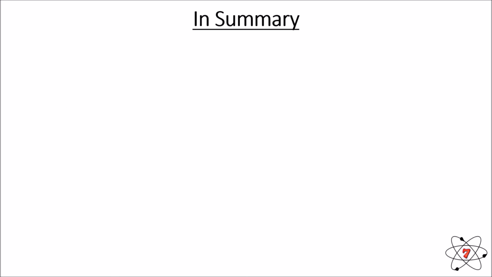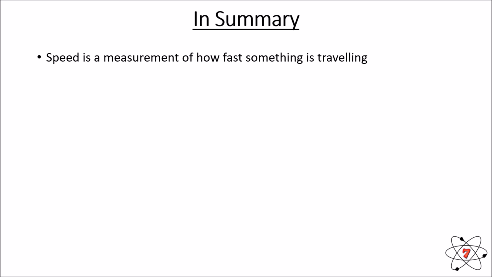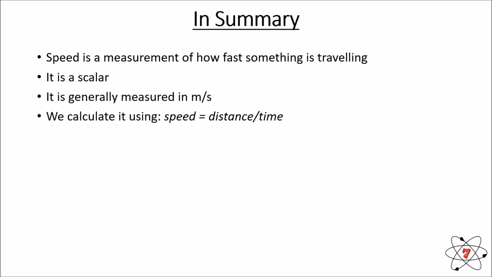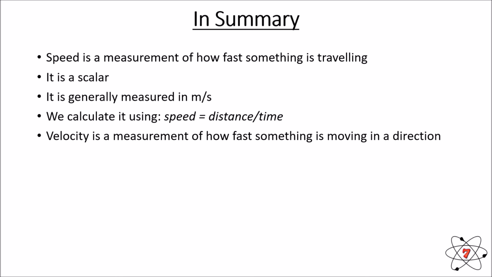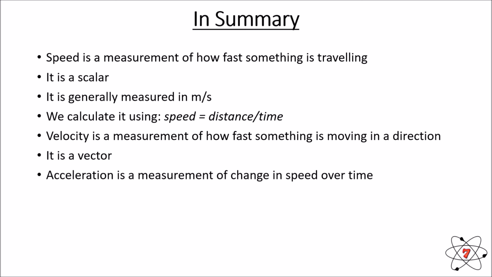So, in summary, speed is a measurement of how fast something is travelling. It is a scalar value, and it's generally measured in meters per second. And we calculate speed using distance divided by time. Remember, when we say scalar, we mean it just has a magnitude. Velocity is a measurement of how fast something is travelling in a specific direction. That means it's a vector. It's got a magnitude and a direction.